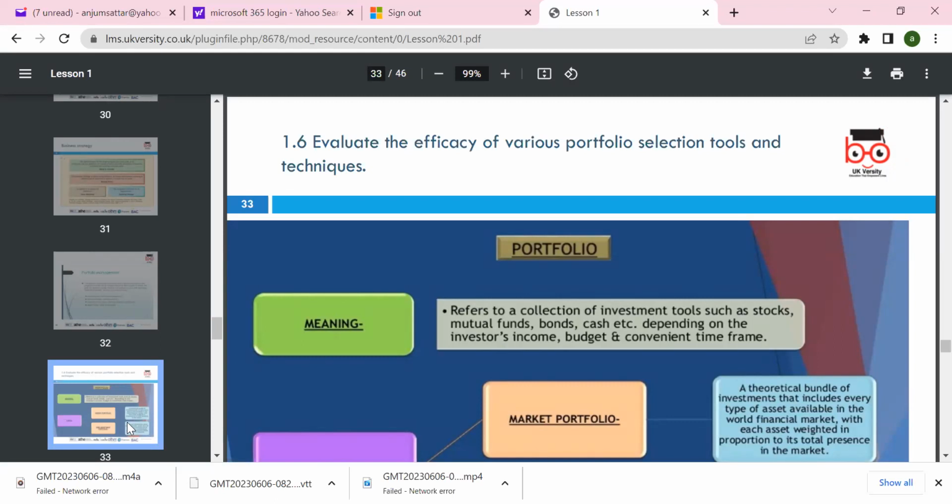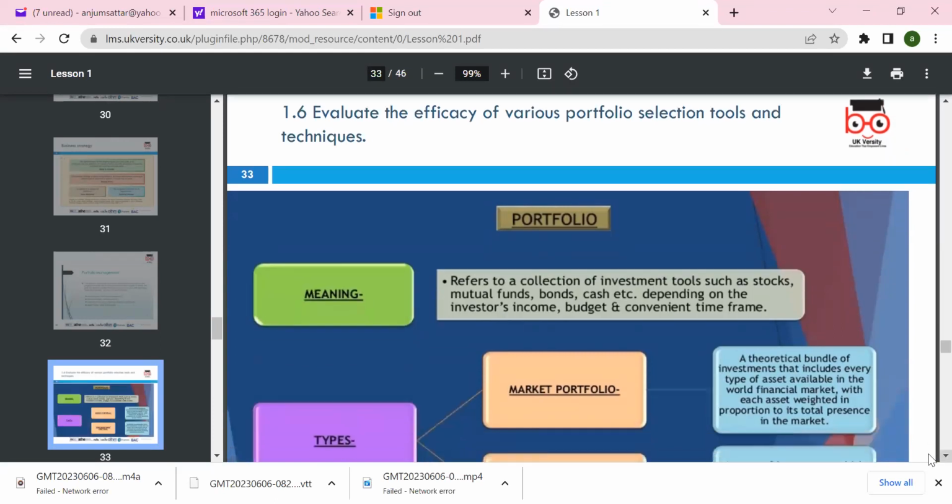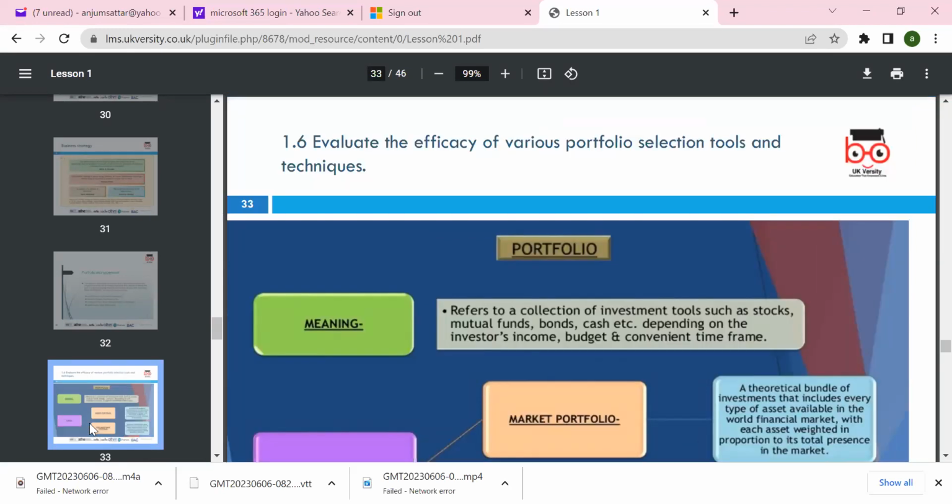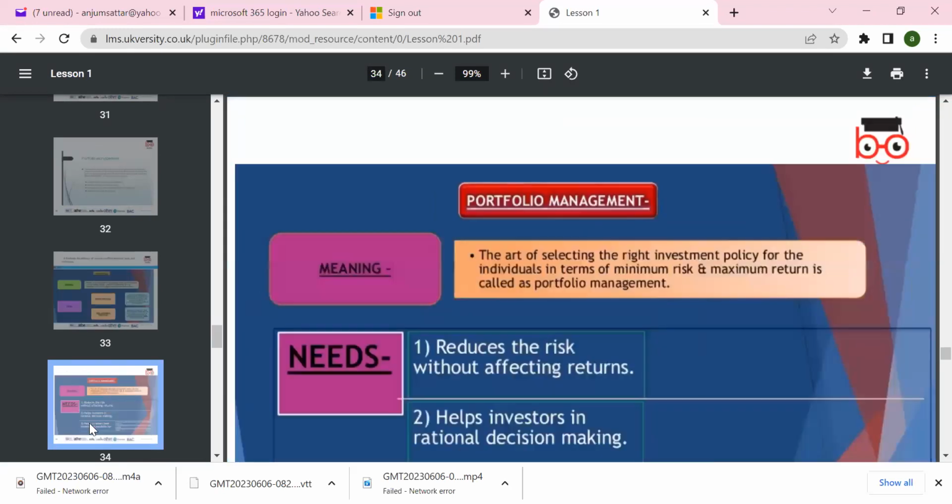So portfolio refers to a collection of investment tools, stock exchange, mutual funds and so on. In a market portfolio, you divide into primary, secondary, and decide what sort of investment. A zero investment portfolio is a group of investments which, when combined, create a zero net value. So for projects, if they combine, they should create more value, not zero value, because if a merger and acquisition happens, it should bring more value to the organization.